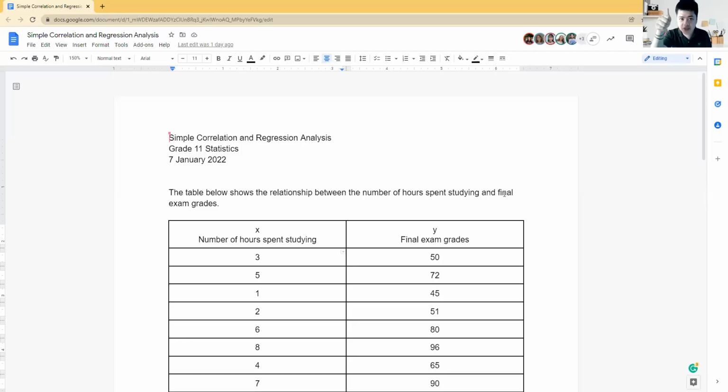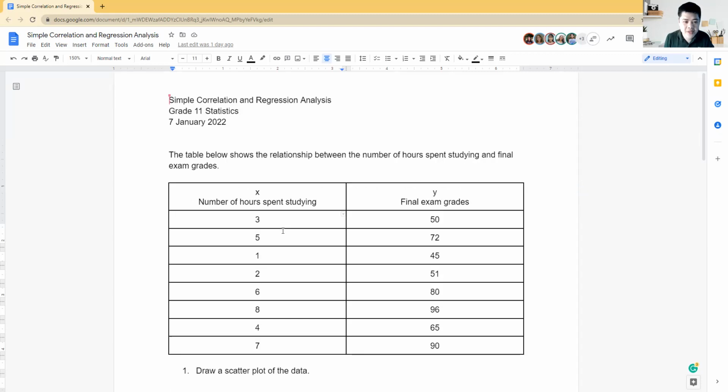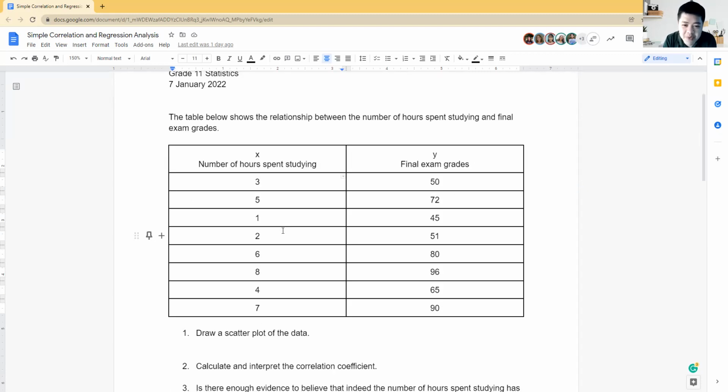Okay. Can you see my screen now? Thumbs up. Okay, thank you. So the table below shows the relationship between the number of hours spent studying and the final exam grades. Number 1, you have to draw a scatter plot of the data.